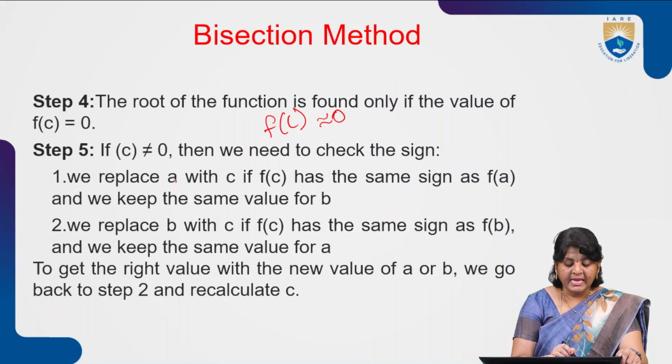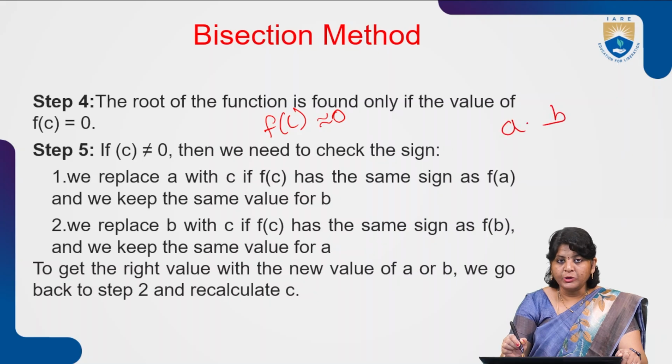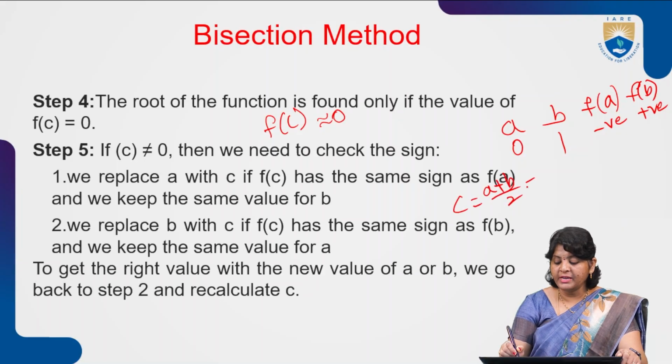We replace A with C if f of C has the same sign as f of A, and we keep the same value for B. Similarly, we replace B with C if f of C has the same sign as f of B, and we keep the same value for A. That means, A and B values I'm having are 0 and 1, and I got f of A as a negative value and f of B as a positive value. Now C is A plus B by 2, interval halving, and I got 0.5 here.